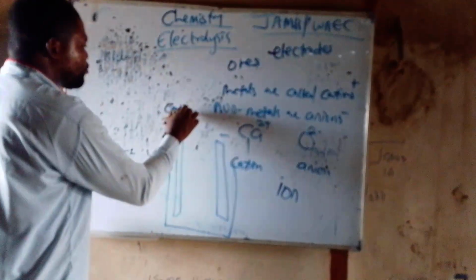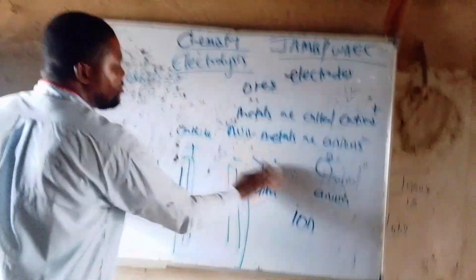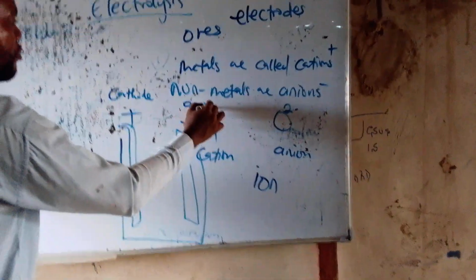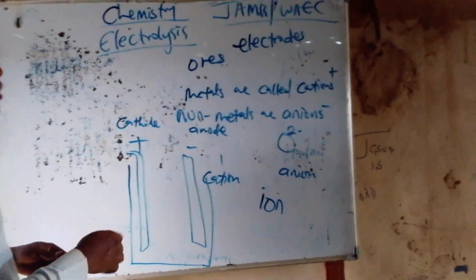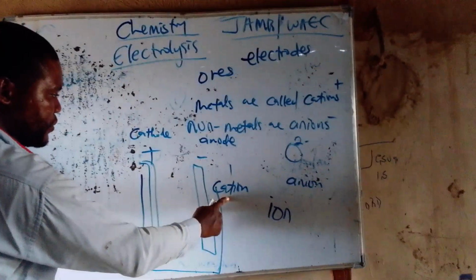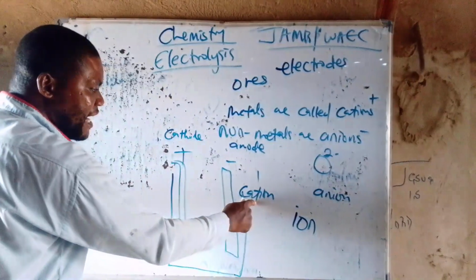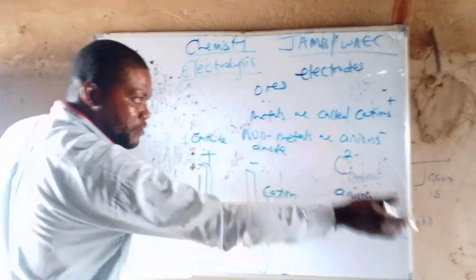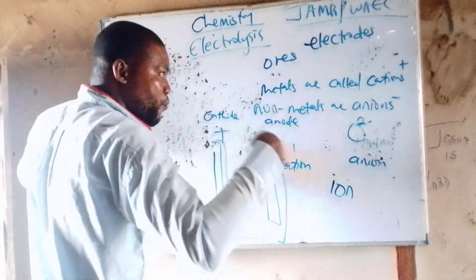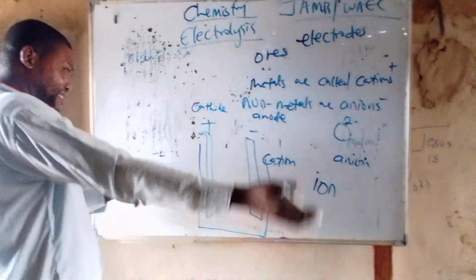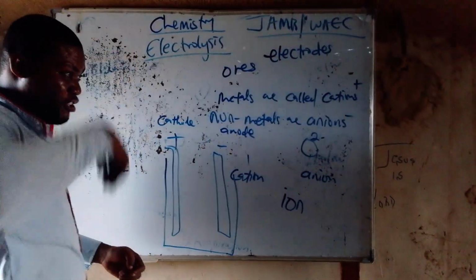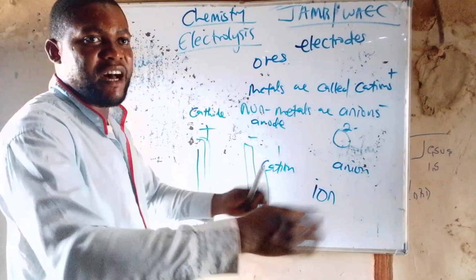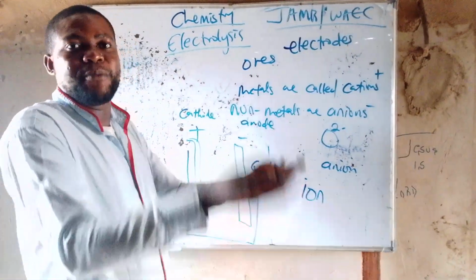The plus is called the cathode, and the minus is called the anode. Please, it's actually the other way around. Cations have lost electrons. Whenever a metal gives off electrons, it becomes plus. Any element that receives electrons is called a non-metal. Every non-metal receives electrons, while the metal gives out. So metals give to become plus, and non-metals receive to become minus.